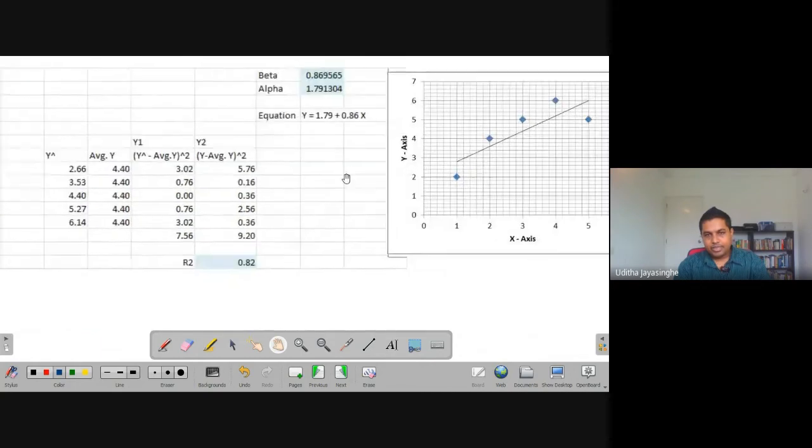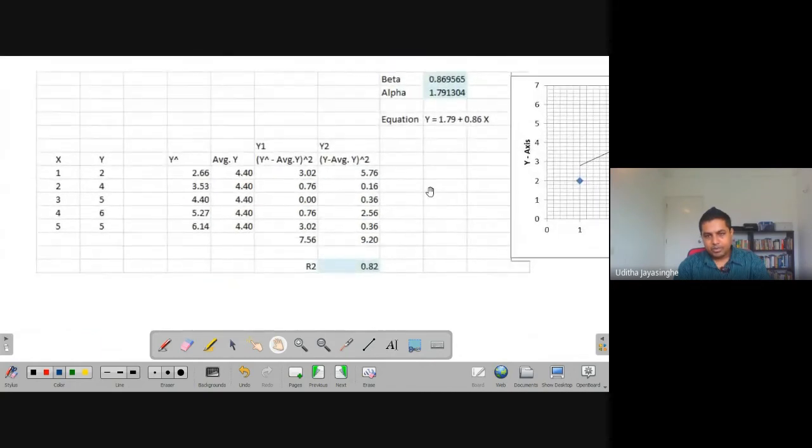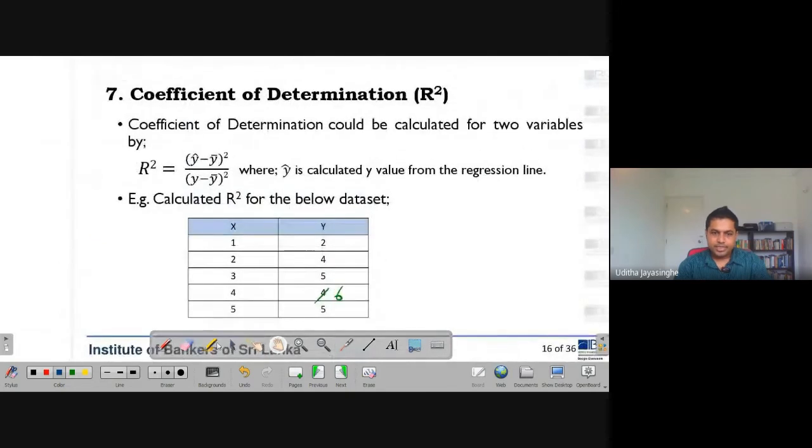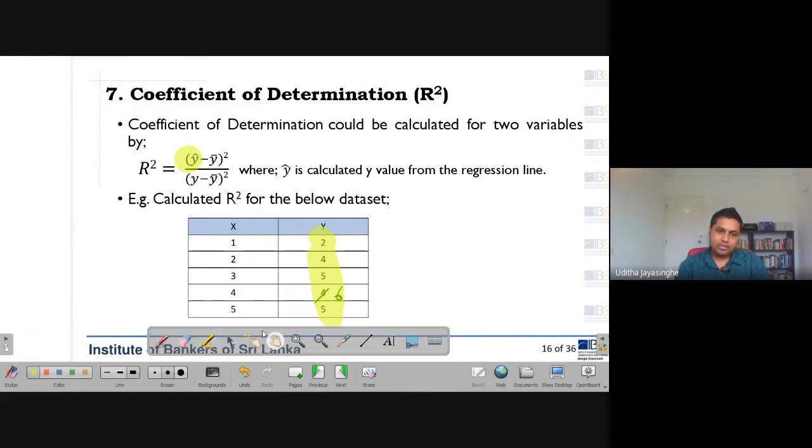Once I have this line, students, what I need to do is get the y hat. Why is that? Y hat is the only piece that I need to calculate r square. You know y bar, you know the individual y values for these individual points, and you know y bar is 4.4. So y hat is the simple missing piece. Let's learn how to calculate y hat.